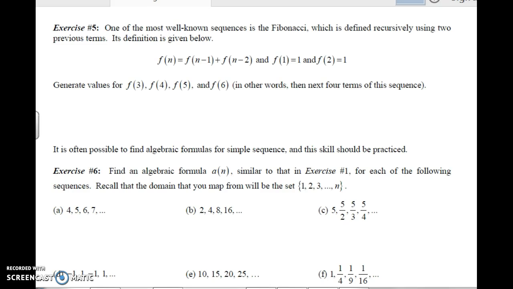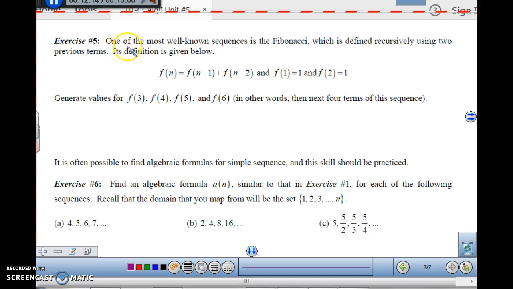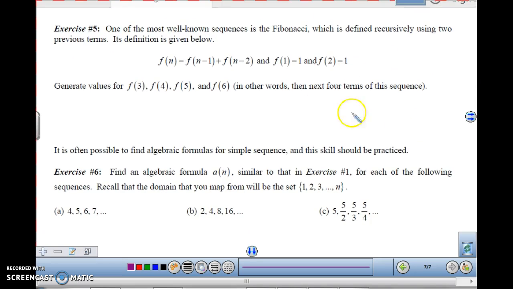All right, let's look at another sequence. Exercise 5. One of the most well-known sequences is the Fibonacci sequence, which is defined recursively using 2 previous terms. Its definition is given below. So f of n equals f of n minus 1 plus f of n minus 2, and f of 1 equals 1, and f of 2 equals 1. That's a lot of information. So let's see what this says to do. We want to generate values of f of 3, 4, 5, and 6, the next 4 terms of the sequence.